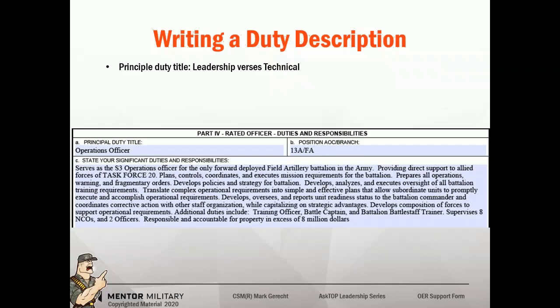The duty description, principal duty title. In some cases where it says operations officer, you might put a dash there and say platoon leader as well. And this will be all up to your S1 or how they do things. Are they doing it by MTO titles? Or are they doing it by what you're actually doing? So it would be important to have operations officer and platoon leader because it shows leadership time, and you want all the leadership time you can get.